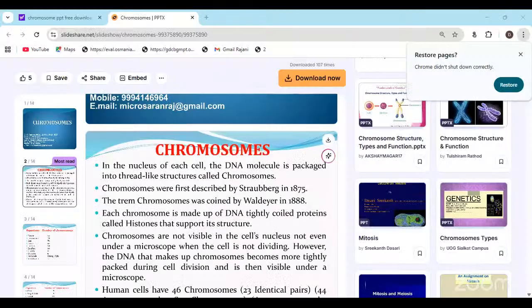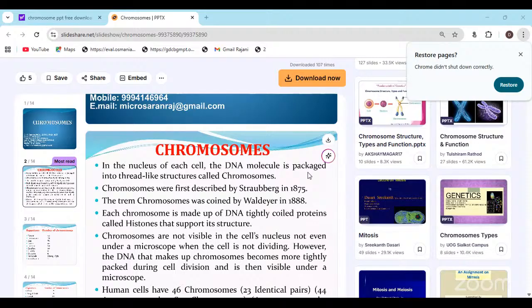The scientist Strasburger explained the chromosome, discovered in 1875. And the term chromosome was given by another scientist, Waldeyer. Strasburger explained the chromosomes discovered in 1875.